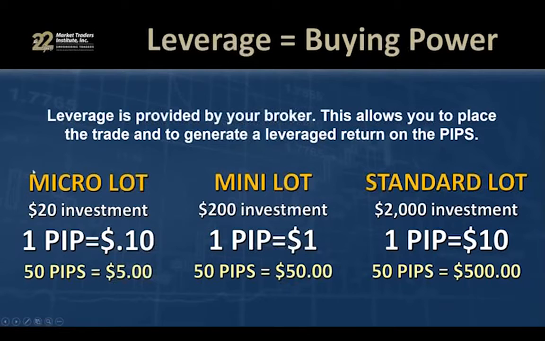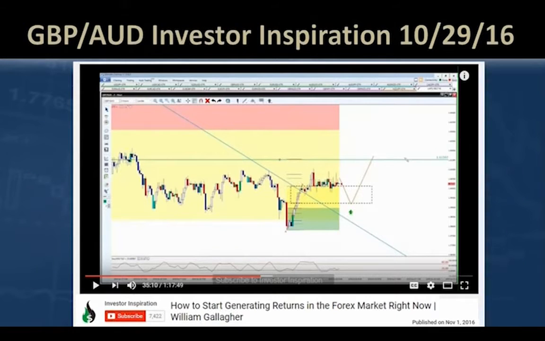We refer to a micro lot as crawling, a mini lot as walking, and a standard lot as running. So what we'll do is help get you up to speed crawling in this market. We'll get you to the point where you're walking, and then you actually start running with a standard lot account. So having taken the last 5-10 minutes or so to get all the basics down, let's jump into the actual live market.